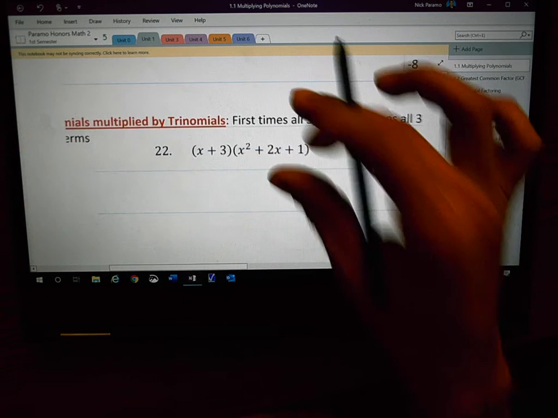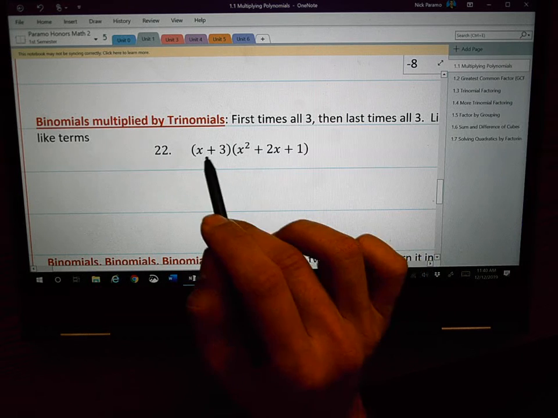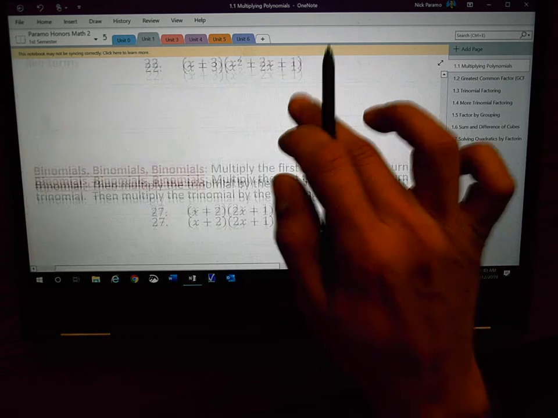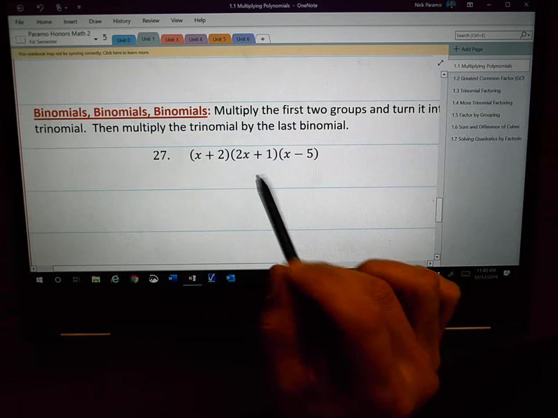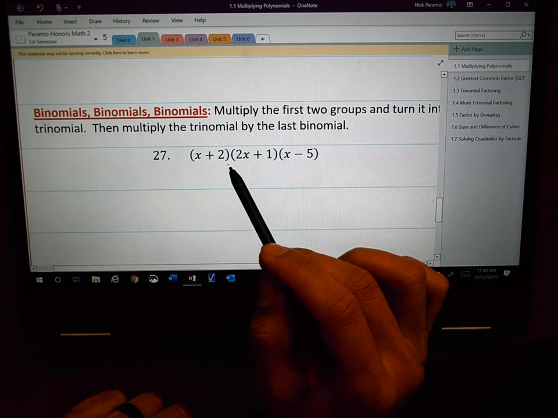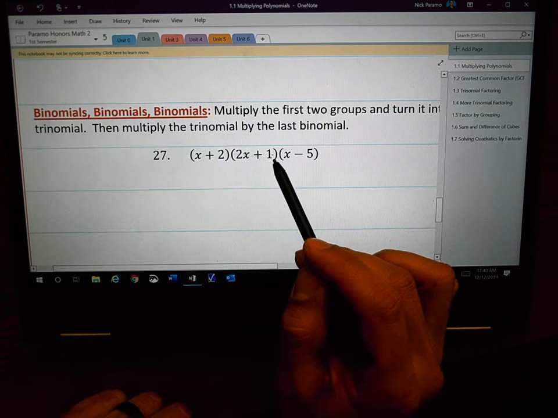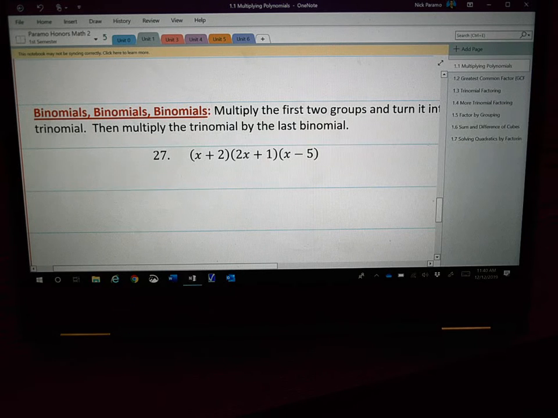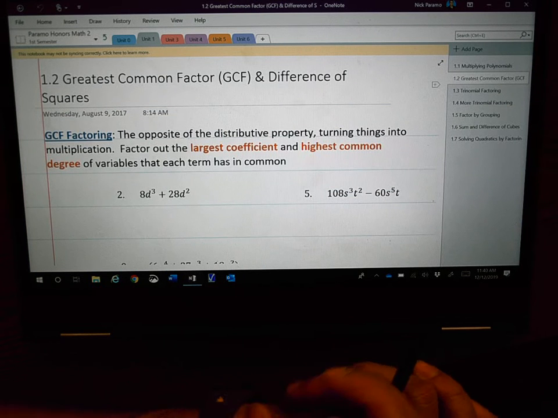We also talked about how to FOIL binomials times trinomials, and even went into a binomial times a binomial times a binomial. Not a main idea, but it's something that we did cover. Then we went into the 5 different types of factoring.